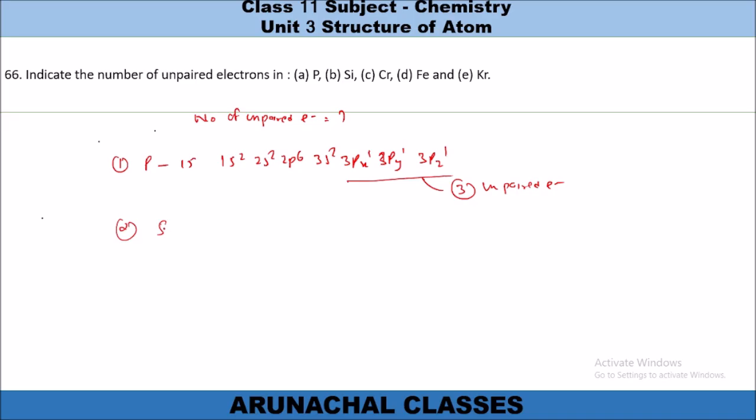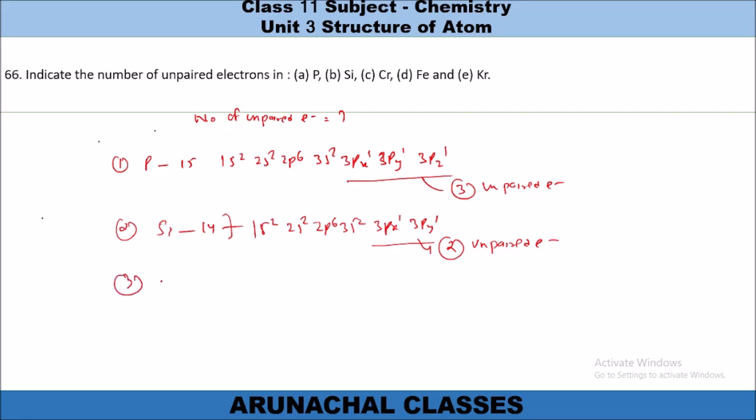Second one, we have silicon having atomic number 14. Its configuration is 1s2, 2s2, 2p6, 3s2, 3px1, 3py1. Here the 3p orbitals are incompletely filled, so it has 2 unpaired electrons.